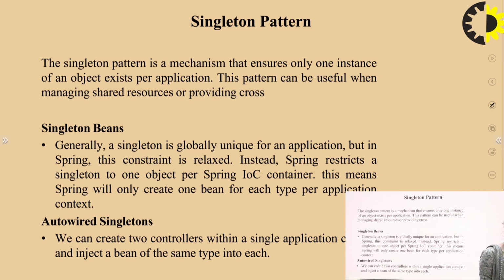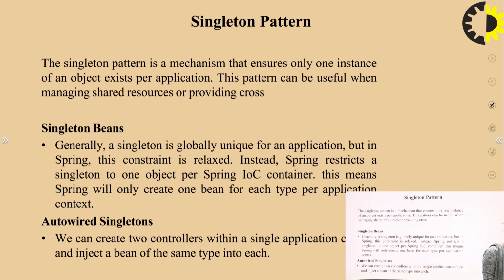What is the singleton pattern? The singleton pattern is a mechanism that ensures only one instance of an object exists per application. This pattern can be useful when managing shared resources or providing cross-cutting services. Generally, a singleton is globally unique for an application, but in Spring this constraint is relaxed. Instead, Spring restricts a singleton to one object per Spring IoC container. This means Spring will only create one bean for each type per application context.